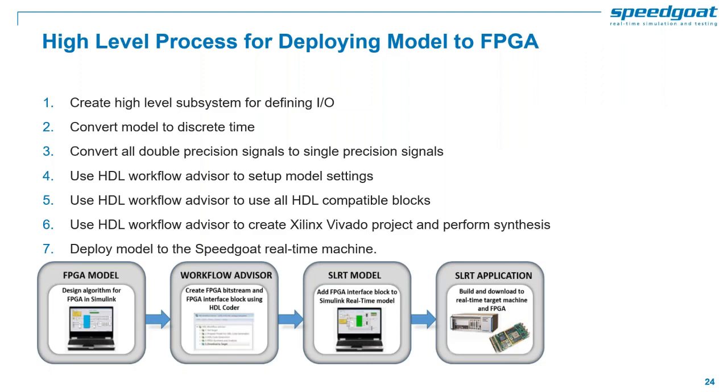Here is a very high-level flow of how you can take your model from modeling to deploying onto the FPGA and finally integrating with the SLRT solution. You create an FPGA model, you design your algorithm in Simulink using the HDL Coder workflow. You generate the HDL code and run it, integrate with the rest of the real-time model that needs to deploy onto Simulink Real-Time, and then finally you deploy it onto the Speedgoat hardware.